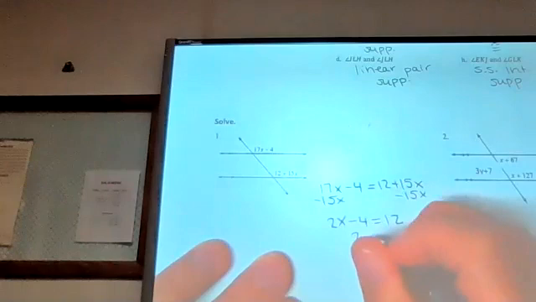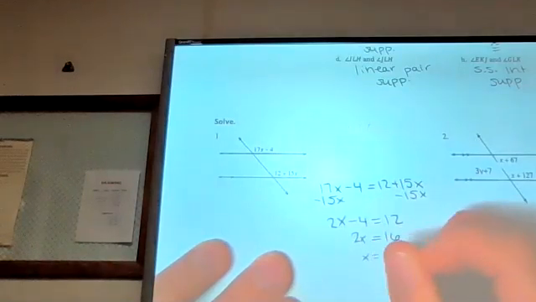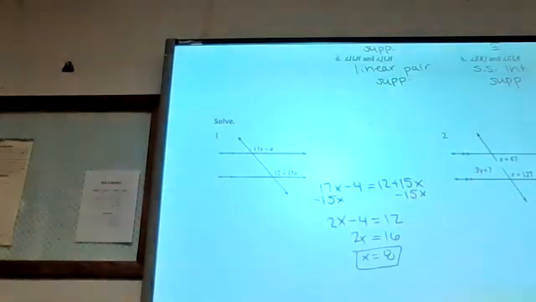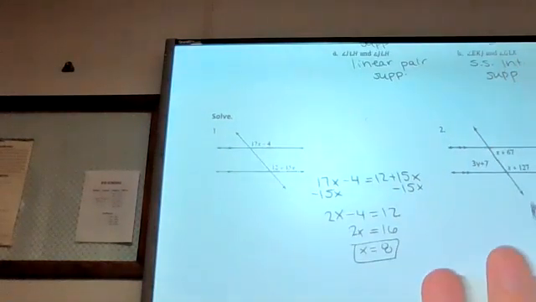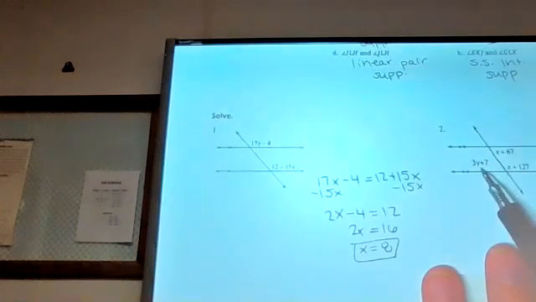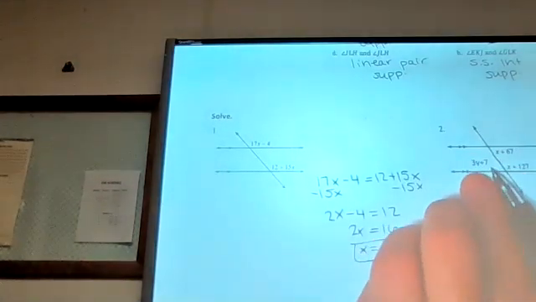Then adding 4, so you'd have had 2x equals 16, and you should have x equals 8 on number 1. Now 2 is a little more challenging because it gives us 2 variables. So I have an x and a y. Now what I can't do is put the x and the y together right away, right?